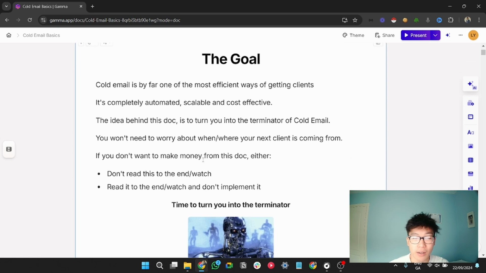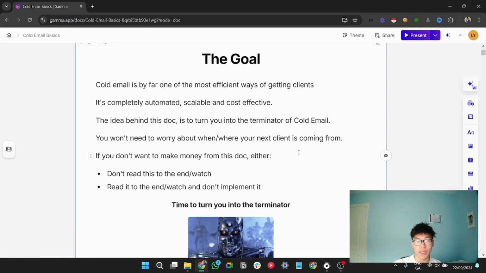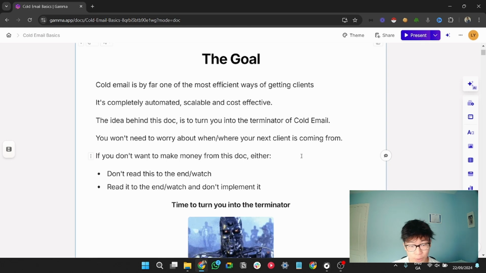The idea behind this doc is to turn you into the terminator of cold email. So you won't need to worry about when or where your next client is coming from. And if you don't want to make money from this doc, you either don't read it to the end, or read it to the end and don't implement it. So it's your kind of funeral type of thing.